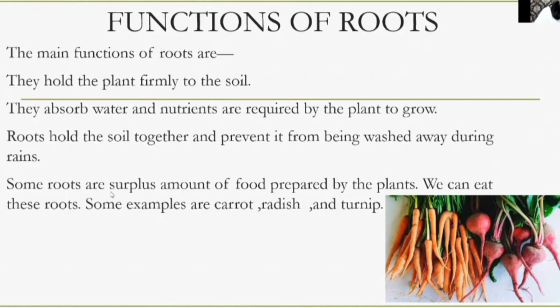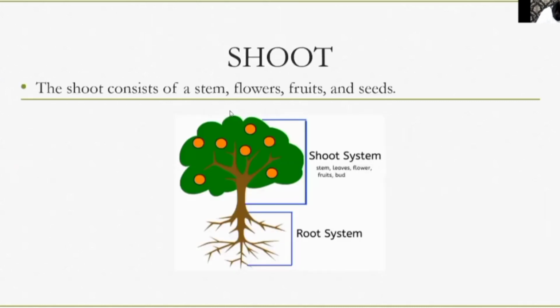Now, some roots store the surplus amount of food prepared by plants. So roots store the surplus amount of food that is prepared by the plant, and we can eat these roots. For example, carrot, radish, and turnip, these are a few vegetables, or these are a few roots, we can say, that are prepared by the plant, and we eat them. Okay, can you see, children?